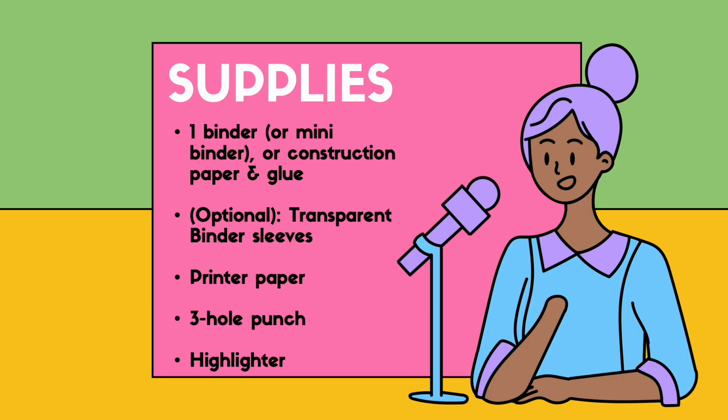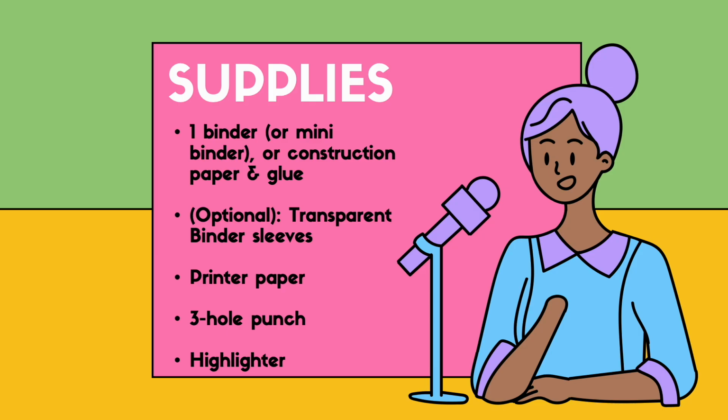Now you have a better idea of what Reader's Theater looks like and sounds like. Let's talk a little bit about the supplies you'll need. First, you need something to hold your script. That could be a binder or a mini binder. You might also decide to print off your script and put it on construction paper, so you'll need glue to cut and paste your script onto construction paper. You might also decide, if you're using a binder, to have transparent binder sleeves to make it easier to turn the pages. In either case, because you're going to be using a script, you'll need some printer paper.